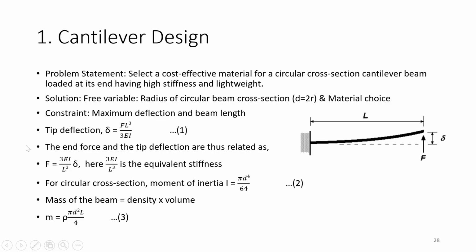Okay, so the end force and the tip deflection are thus related as F equals 3EI upon L cube times delta. Here 3EI upon L cube is the equivalent stiffness. And for a circular cross section, moment of inertia I can be given as pi d to the power 4 divided by 64. The mass of the beam can be given as density times volume, and volume for a circular rod is pi d square L upon 4.